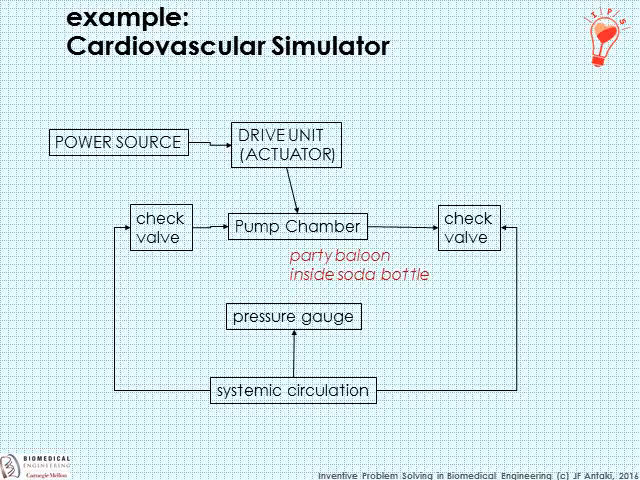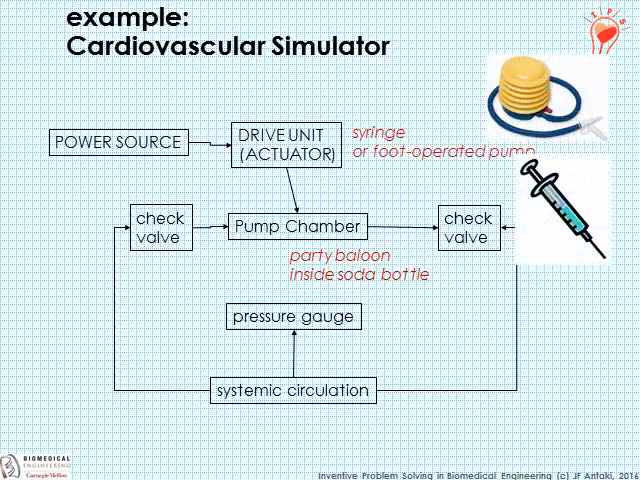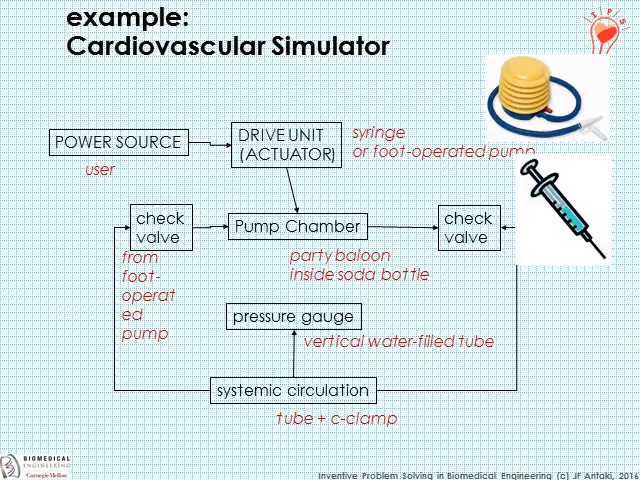Well, for the pump chamber, we could use, let's say, a party balloon, and perhaps put it inside of a soda bottle so that we would have a means of compressing the balloon using external pressure. We can provide pressure by a foot pump or even a syringe. The user would be the power source in this case. The check valve happens to be already built into the foot pump, so we just recycle those. For the systemic circulation, I just use a piece of tubing and a C-clamp to provide a resistance. And for the pressure gauge, the simplest thing was simply another tube that was vertically oriented, filled with water. And there you have it, just using around-the-lab objects to create something that actually works.